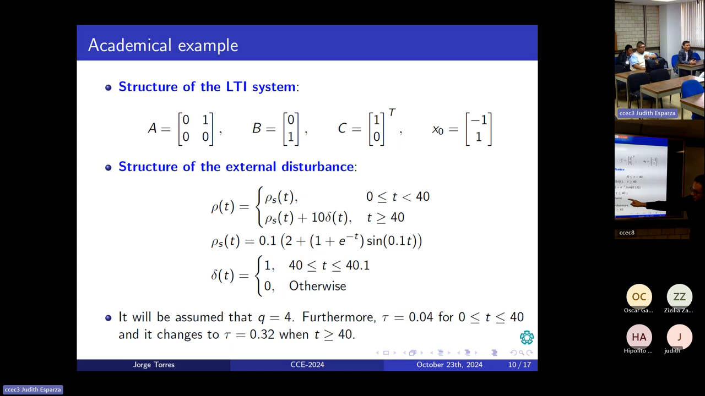Notice that it has an impulsive behavior in this time interval. And furthermore, we assume that before this time, the output is almost continuous, and after this time, the behavior of the output is discrete.